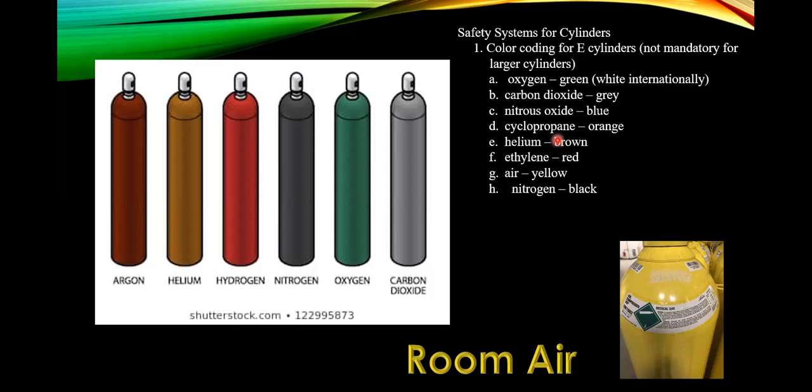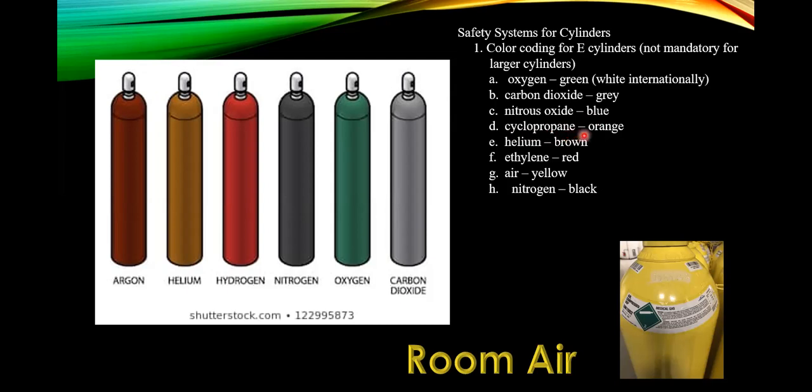And then you have H cylinders and G cylinders, the big cylinders. And then you have some smaller than E, like M6s and Ds and stuff like that. You're only going to be tested on the H cylinder and the E cylinder for your lab. You have to be able to construct or operate an E cylinder and a G cylinder. Now, these are the colors. Color coding is only mandatory for the E cylinders. It's not mandatory for the big ones. They are color coded, but they don't have to be. So you need to know what you've got. Oxygen is green, but it's white internationally. Carbon dioxide is gray. Nitrous oxide is blue.